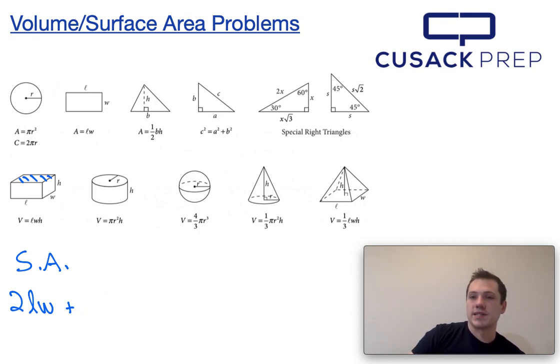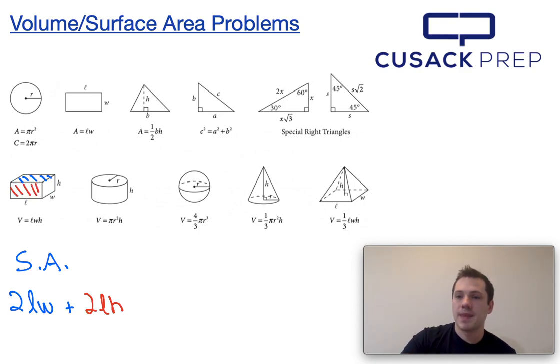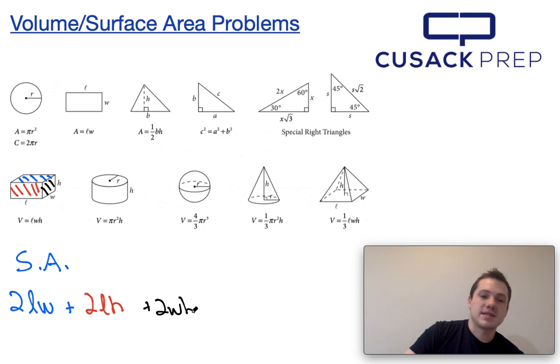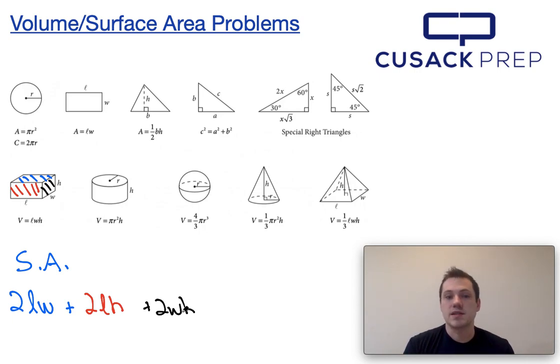Let me color code this to make it a little bit easier. So let's say we did 2LH. Well, if we do the length times the height, that's going to be this face, as well as the face that's directly behind it. And then we can also do W times H, which is going to be that face, as well as the face directly behind it. So the surface area of a rectangular prism can really just be found by knowing the area of each of the rectangular faces.